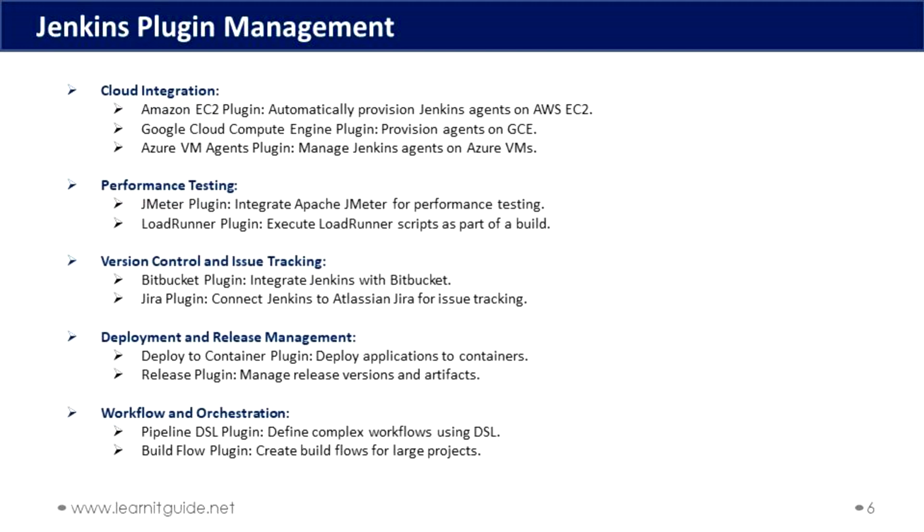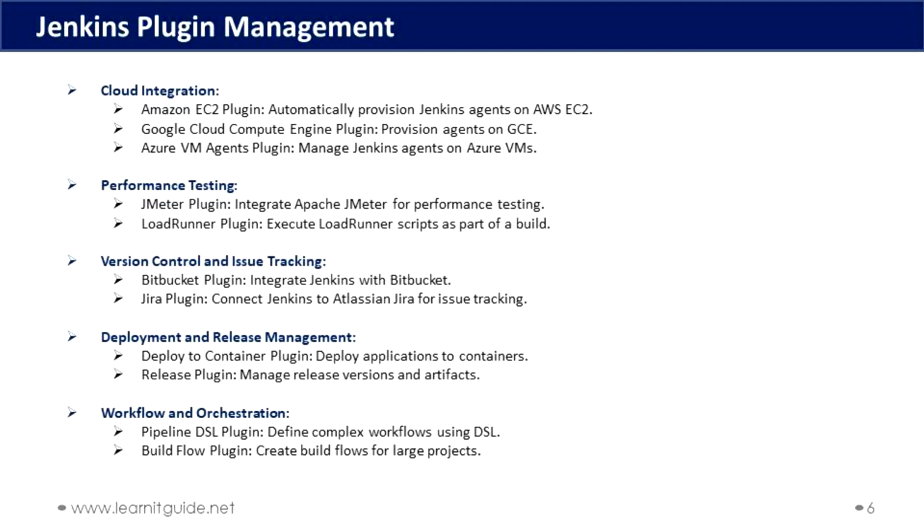For performance testing, we have JMeter and LoadRunner. For version control and issue tracking, we have BitBucket plugin and Jira plugin. For deployment and release management, we have Deploy to Container plugin, Release plugin, and if you are going to deploy your application using Ansible or Chef, then you can use those plugins as well. So you have a lot of plugins that will support such tasks. And for workflow and orchestration, we have Pipeline DSL and Build Flow plugins. So these are just a few examples of plugins. You have a lot of Jenkins plugins available in the market.